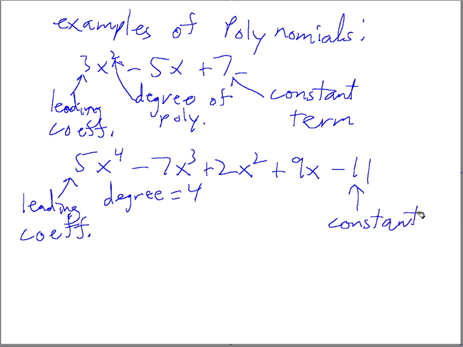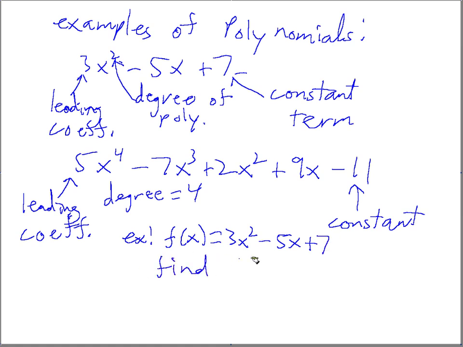Now, our main focus here is going to be plugging numbers into these polynomials for x, for example, or turning them into polynomial functions and plugging numbers in. So let's take a look at a problem like that. Let's say you're given a function f of x equal to, let's say the first one here, 3x squared minus 5x plus 7. And you're asked to find, let's say, f of negative 2.